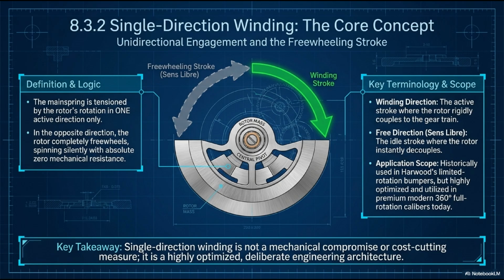Let's define the key terminology. The winding direction is the active stroke where the rotor rigidly couples to the gear train, forcing energy into the spring. The free direction, or sens libre, is the idle stroke where the rotor instantly decouples and flies free. Historically, this was used in Harwood's limited rotation bumpers because it was simple. However, today, it is highly optimized and deliberately utilized in some of the most premium, high-end 360-degree full rotation calibers in the world. I want you to understand that single-direction winding is not a mechanical compromise or a cost-cutting measure, it is a highly optimized, deliberate engineering architecture. We will see why on the next slide.